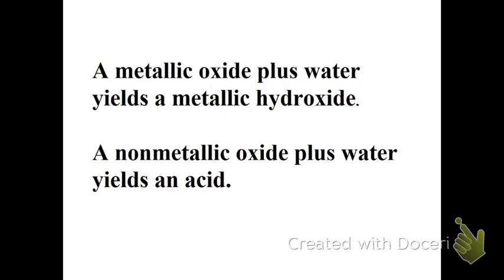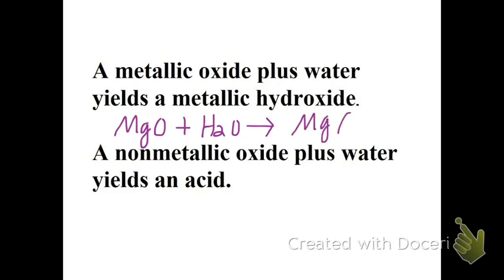Okay? A metallic oxide plus water will give you a metallic hydroxide. Okay, so I want to do an example of those. I like magnesium to do that because it's easy. So if I take magnesium oxide plus water, it's going to make magnesium hydroxide. Sometimes we call those pretend bases because this right here is not necessarily a base, but if I add it to water, it's going to be basic. A non-metallic oxide plus water yields an acid.